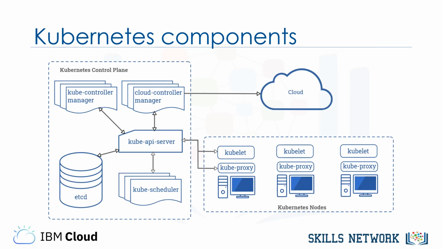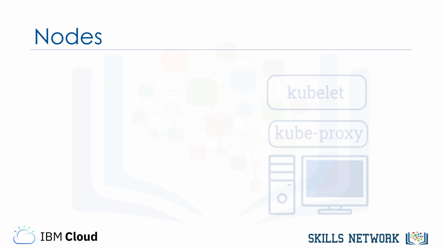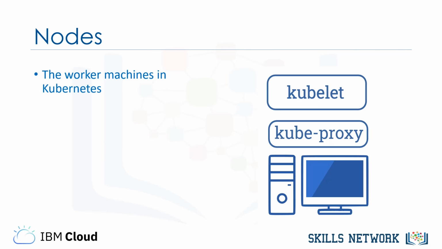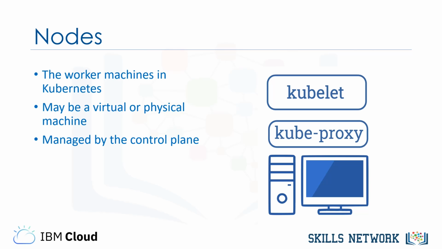Let's now zoom in on the right side to learn more about the worker nodes. Nodes are the worker machines in a Kubernetes cluster. In other words, user applications are run on nodes. Nodes can be virtual or physical machines. Each node is managed by the control plane and is able to run pods, which again we will learn about in the next video.